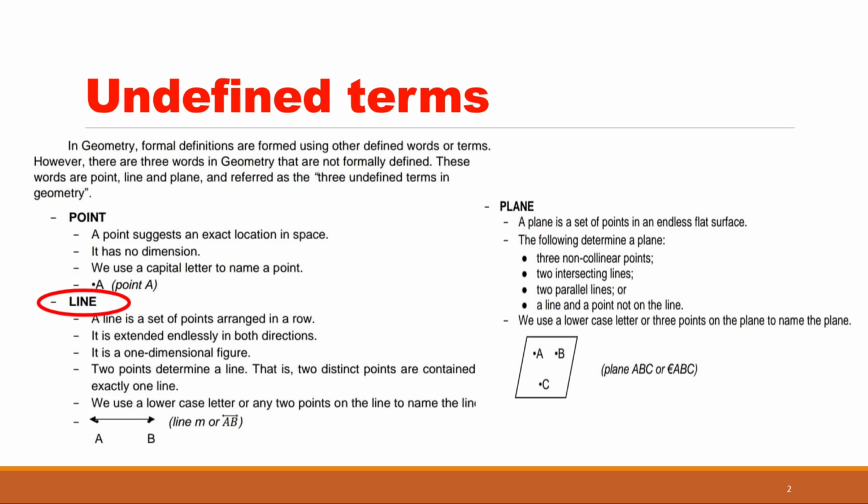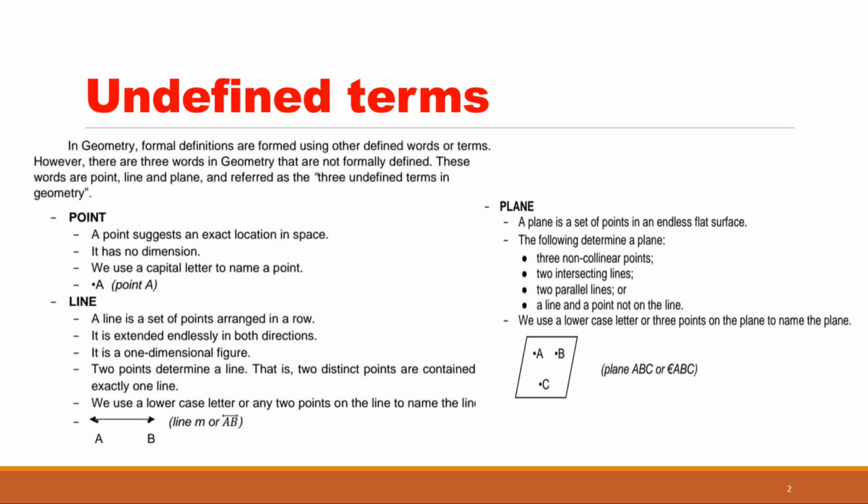Second one, line. A line is a set of points arranged in a row. It is extended endlessly in both directions. It is a one-dimensional figure. Two points determine a line. That is, two distinct points are contained in exactly one line. We use a lowercase letter or any two points on the line to name the line.